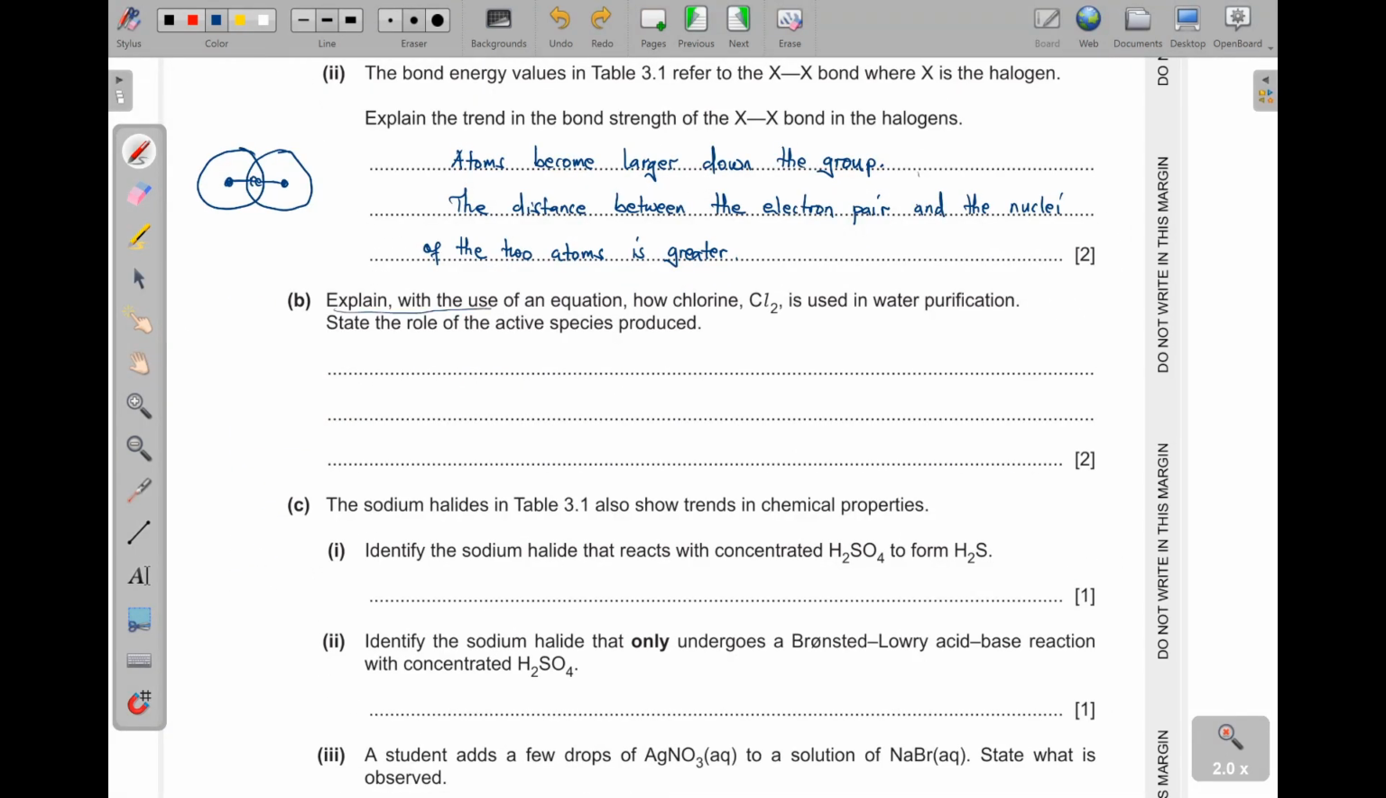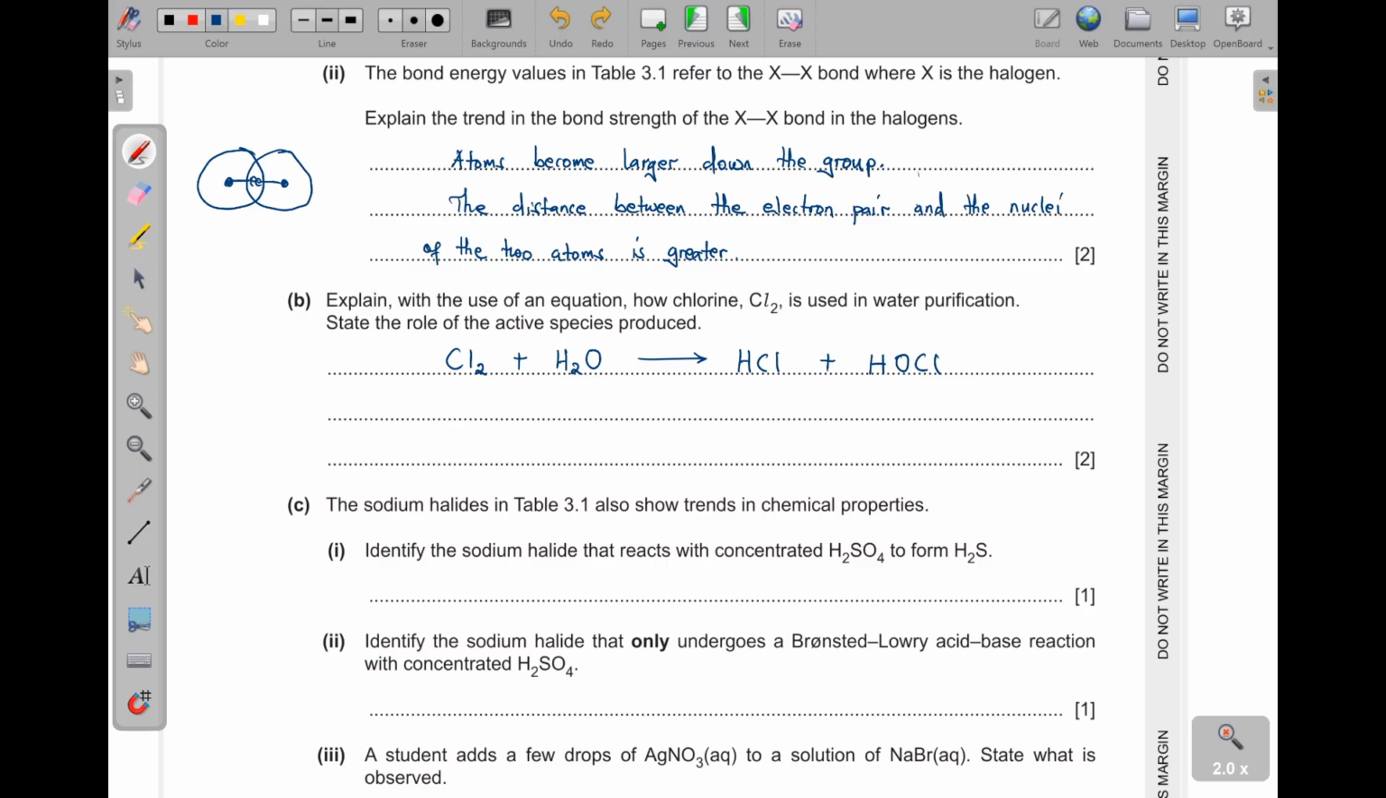Then explain with the use of an equation how chlorine is used in the purification of water. State the role of the active species produced here. So we get chlorine plus water. We get two compounds. One is HCl, and then the other one is this other acid here. It can be written like that. Sometimes people write it like this. Okay, hypochlorous acid.